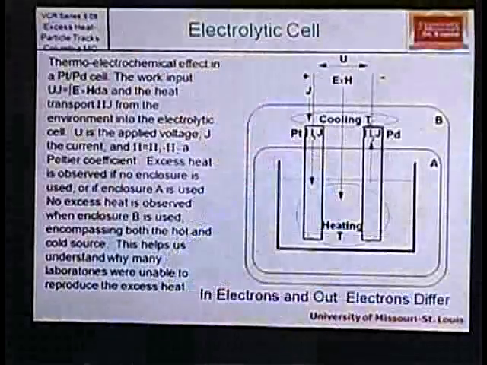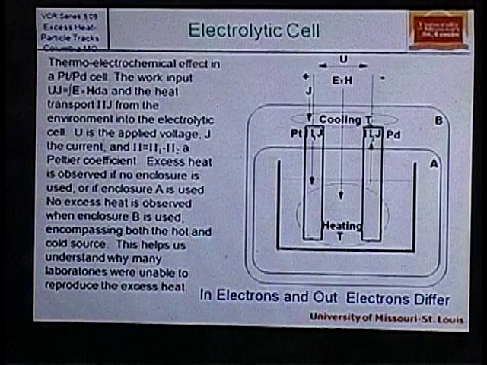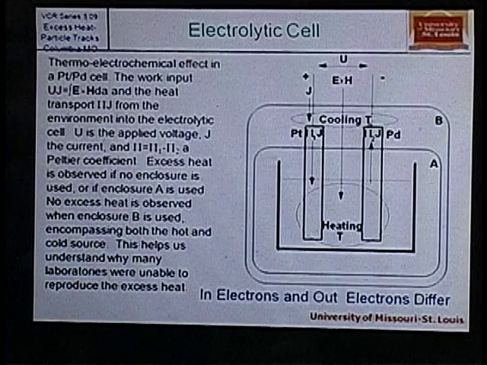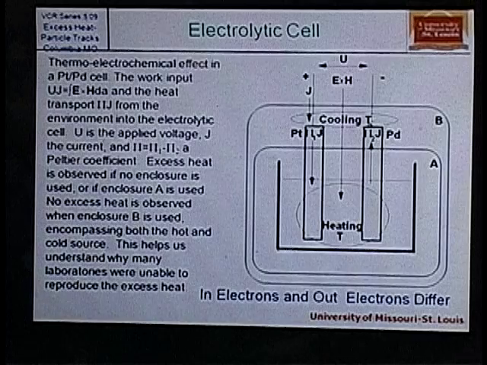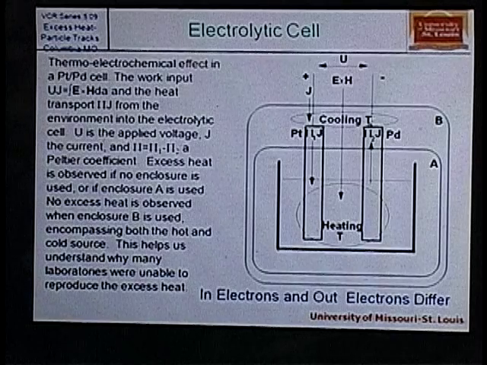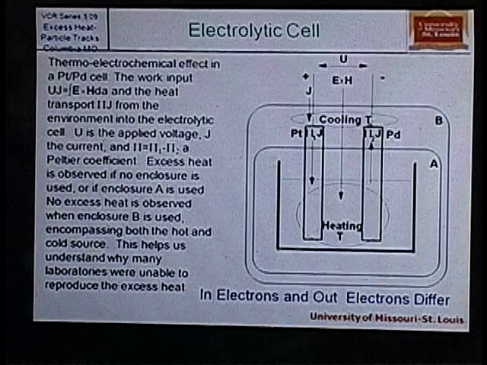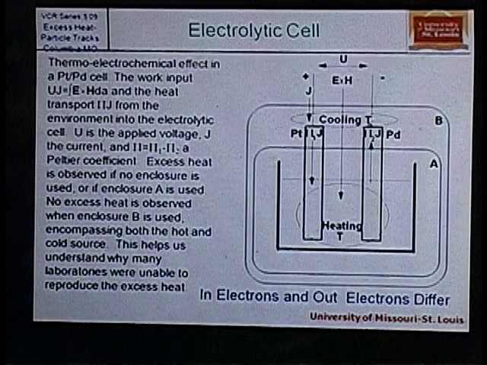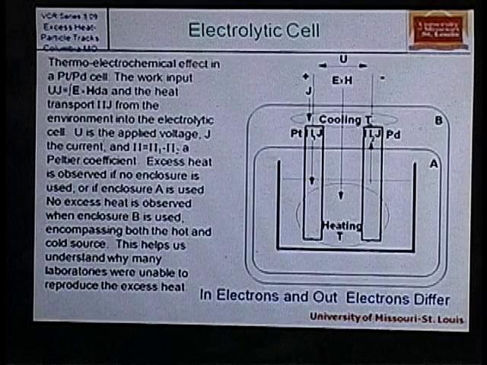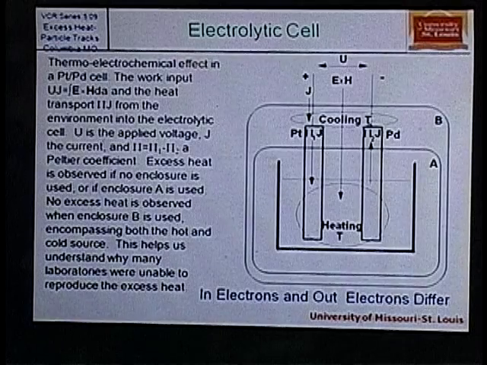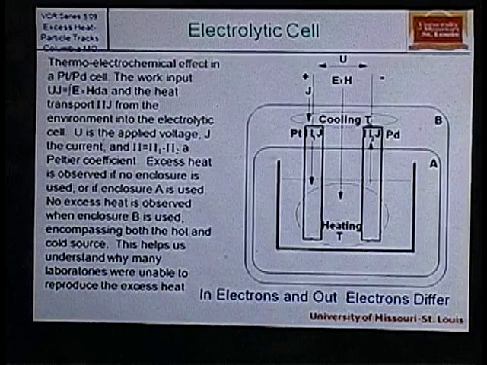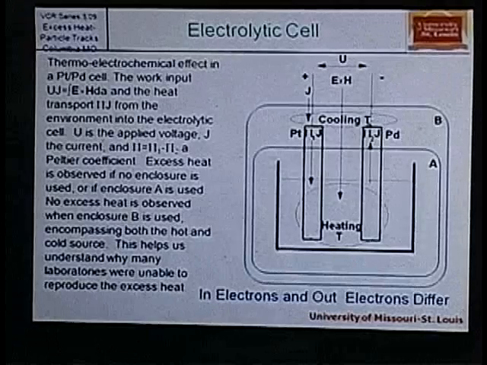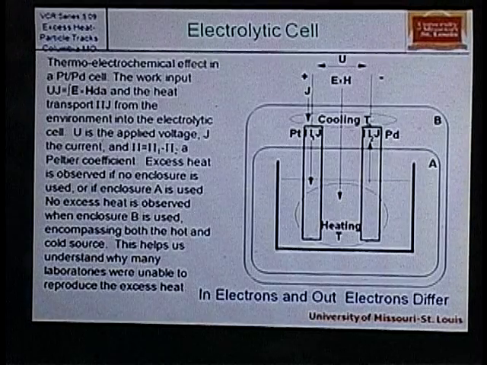So here we have a thermoelectrochemical effect explanation in an electrolytic cell. As we notice here, there is an input of energy. E cross H is the Poynting vector integrated over the surface. It gives us the voltage times the current. I'll use the pointer that's present here. Okay, so I think it's visible, a pointer here.